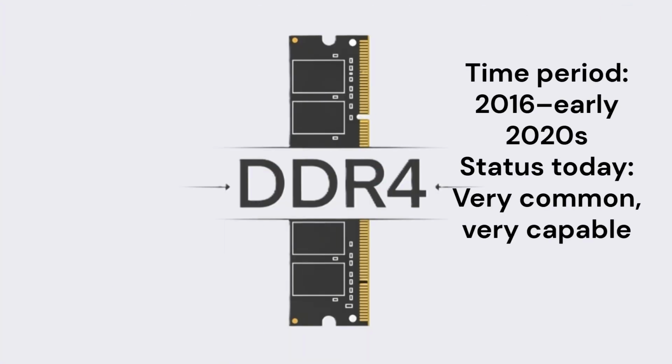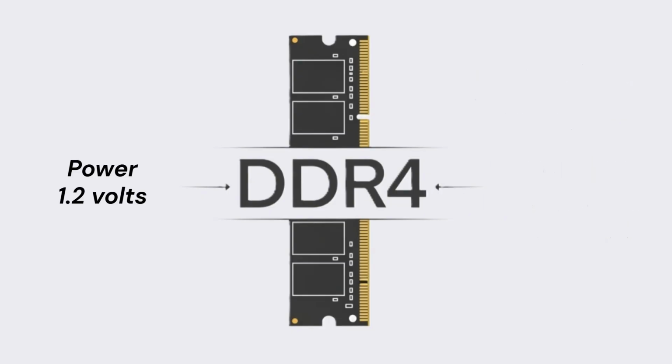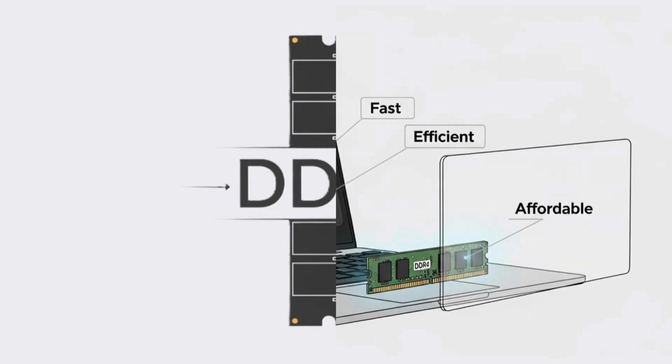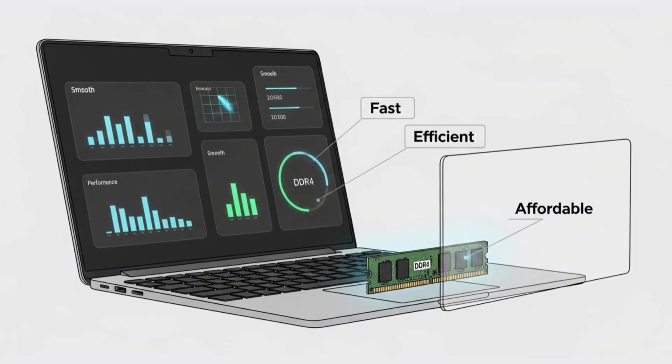DDR4, the sweet spot for most people. Time period, 2016 to early 2020s. Status today, very common, very capable. DDR4 is what most people still use today. Lower power again, 1.2 volts. So less heat and better battery life on laptops. Much higher speeds, usually 2133 to 3200 MT/s standard, and overclocked ones go higher. Bigger sticks possible, up to 32 gigabytes or even 64 gigabytes per stick in some cases. This is where RAM became much faster, more energy efficient, better at handling multitasking.